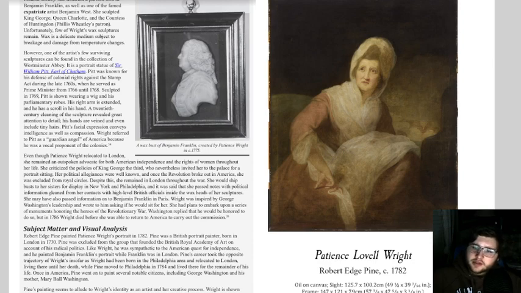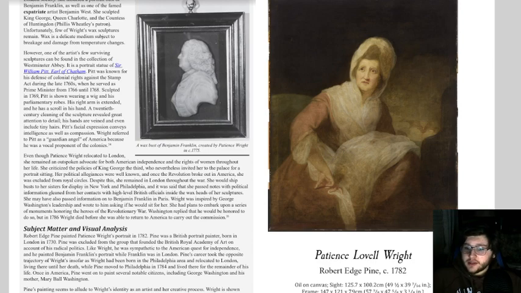She would ship busts to her sister for display in New York and Philadelphia, and it was said that she passed notes with political information gleaned from her contacts with high-level British officials inside of the wax heads of her sculptures. She may have also passed information on to Benjamin Franklin in Paris.